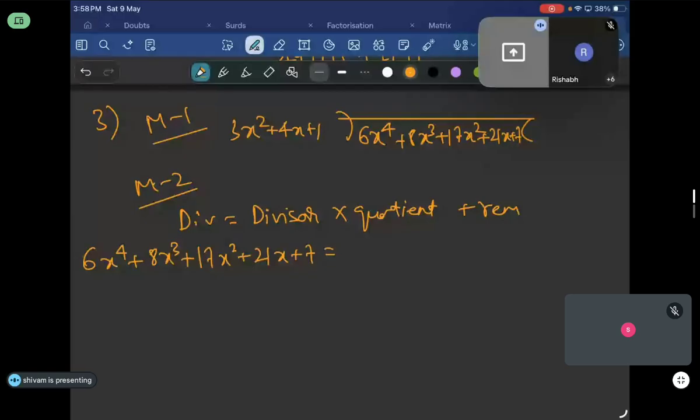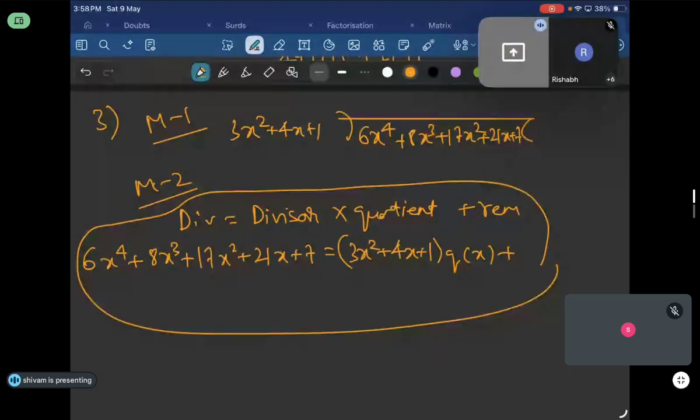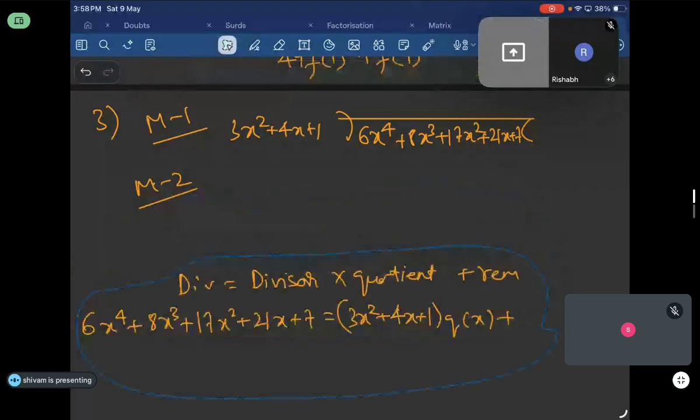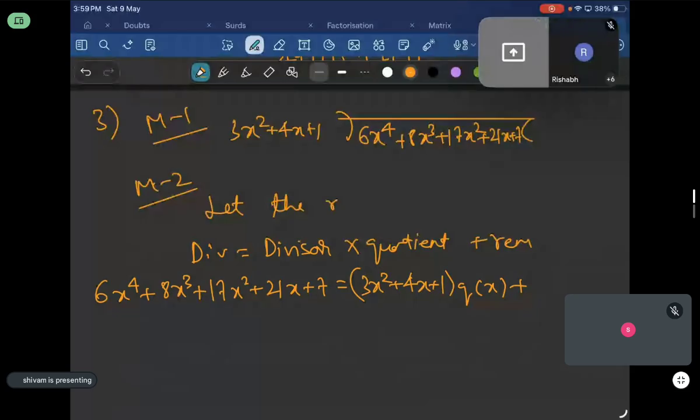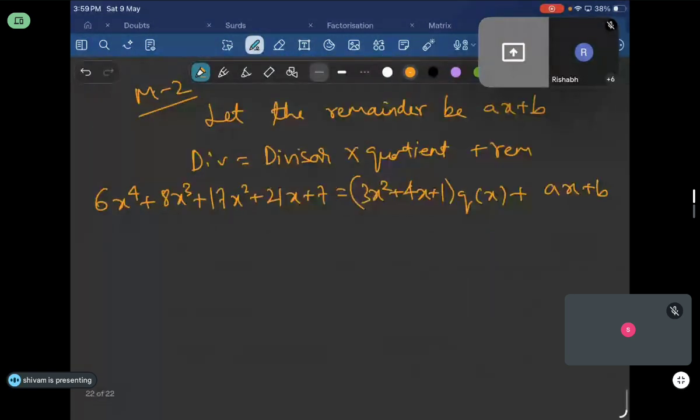Now whenever you divide by a quadratic polynomial, what should be the remainder? Tell me what kind of a remainder it should be. Rishabh? Linear, right? So let the remainder be ax plus b. Okay, so plus ax plus b. My task is to find out a and b. So in order to find out a and b, this term should vanish, right? And how will this term get vanished? By putting 3x square plus 4x plus 1 equal to 0.